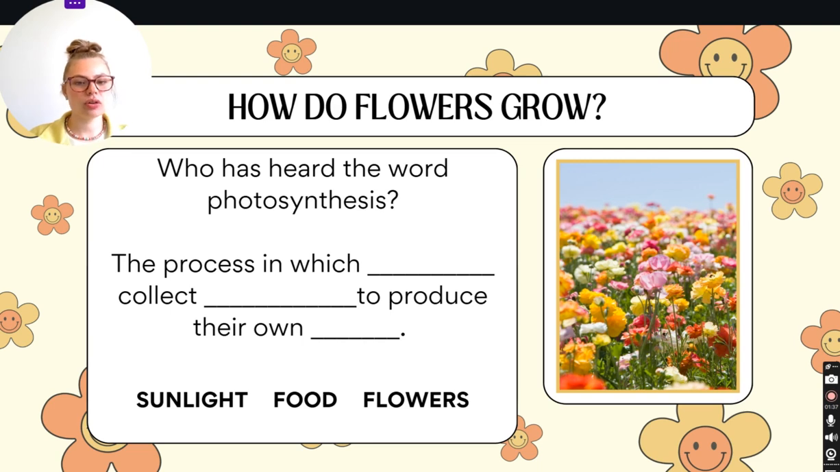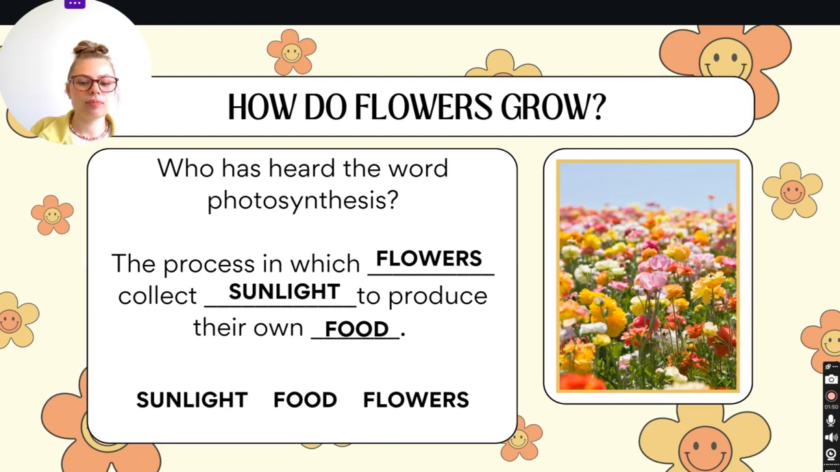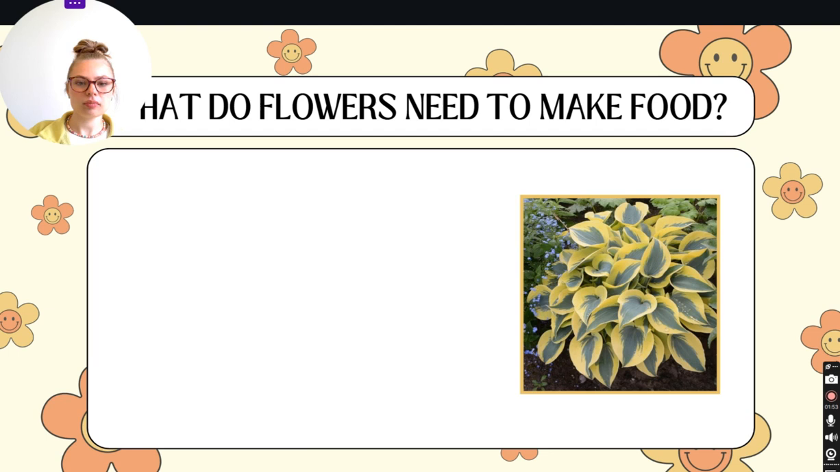So first you can ask who's heard the word photosynthesis, and then they have this little fill in the blank section. So the 3 answers are on the bottom. The process in which flowers collect sunlight to produce their own food. The word bank is helpful so that they have a little bit of some words they can guess from.